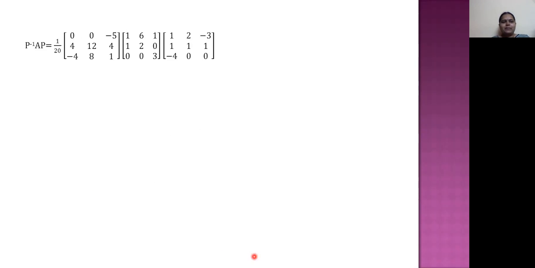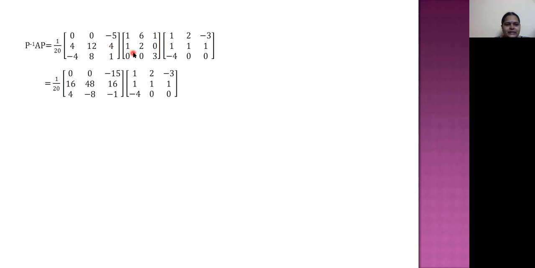Now we will go for P inverse A P. So first I am writing the P inverse matrix, then the matrix A, and then the matrix P. Now we have to multiply these three matrices to get the diagonal matrix. So first multiply these two matrices. We have 0 into 1 is 0, 0 into 1 is 0, and minus 5 into 0 is 0. Next, 0 into this element 0, 0 into this element 0, minus 5 into this also 0. 0 into this 0, 0 into this element 0, and minus 5 into 3 is minus 15, like that. Second row first column if we multiply, 4 1 ja 4 plus 12 1 ja 12, that is 16.